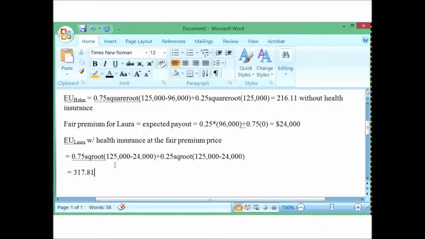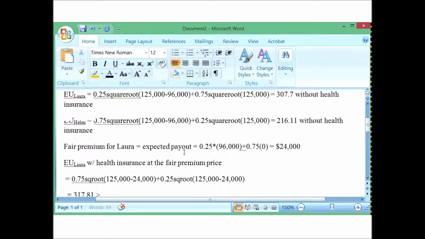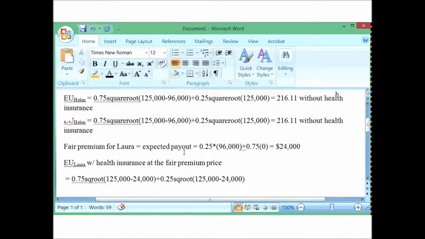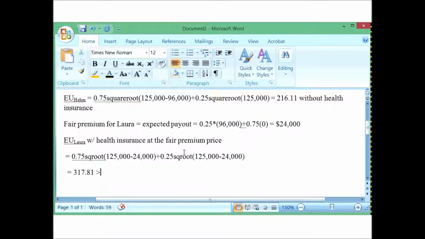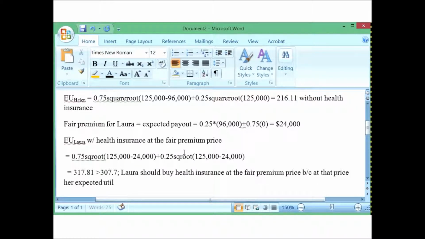Okay, so now I have to compare the utilities. I see that the expected utility of Laura with the health insurance is... let's see if that's higher than her utility without it. Without health insurance, Laura's utility was 307.7. So I know that Laura should buy health insurance at the fair premium price, because at that price her expected utility is higher than without health insurance. Yes, because it is higher.